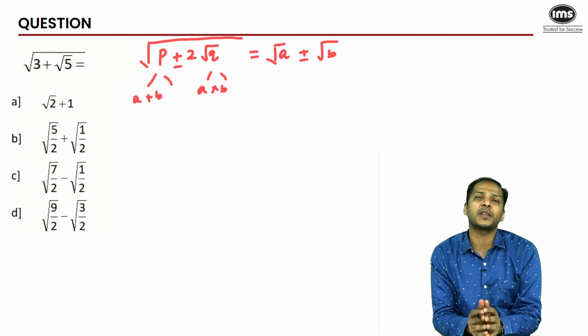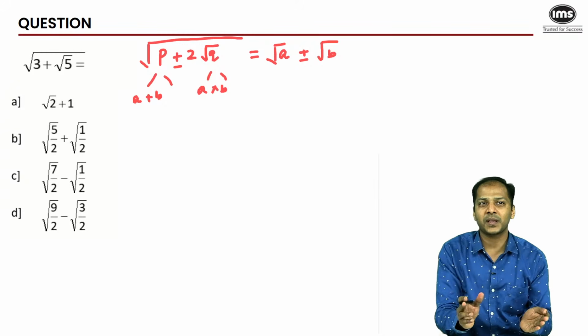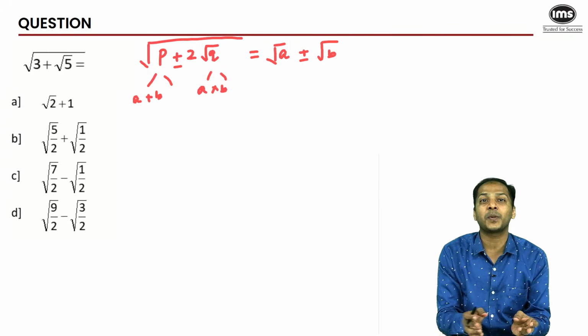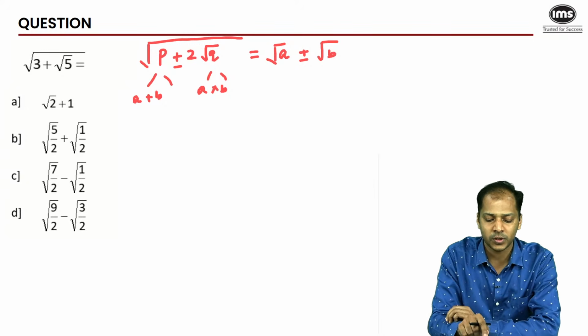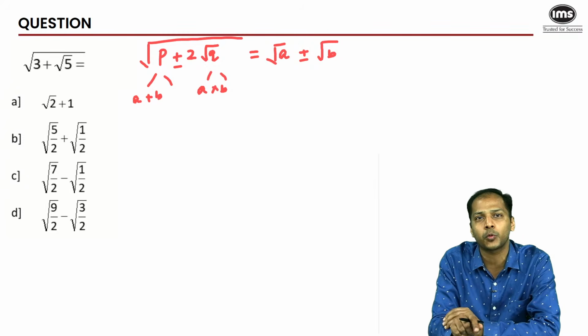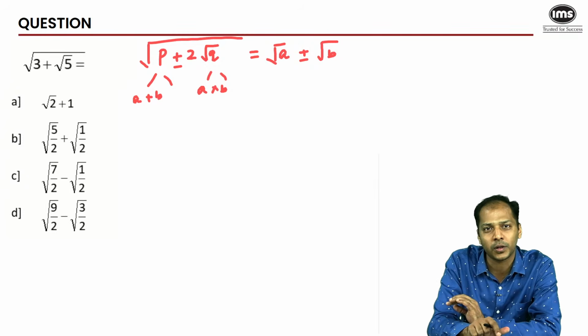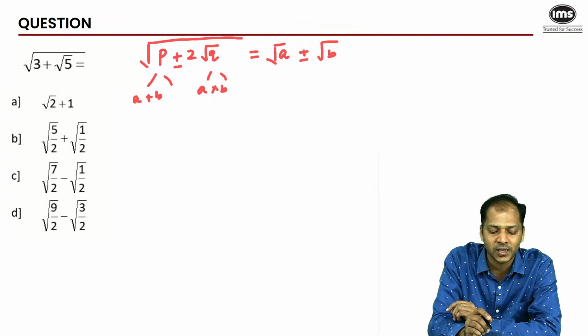The concept is pretty straightforward. It is based on the concept of whole squares. A plus b, the whole square is a square plus b square plus 2ab. That's what is happening over here. So the square of this RHS would be a plus b plus 2 under root ab, and that's what you've got on the LHS, right? So there's no magic trick involved over here. It's just a way of looking at it.